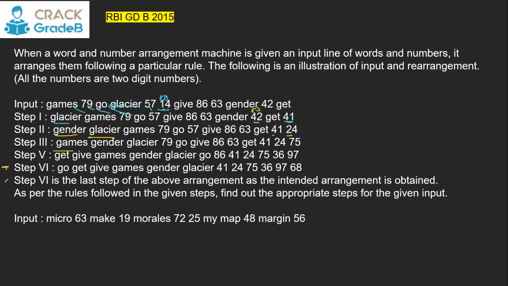The last step tells you the pattern. So the pattern is the smallest word first, then the bigger words, 4-letter word, 5-letter word, 6-letter word, and 7-letter. So basically, the glacier came in first place because that was the biggest word. So the biggest word comes, then the smaller word, then the smaller word, and so on. The last arrangement will have the words in ascending order and numbers also in ascending order, but in inverse form. I mean the interchanged number form. This was 14, 42, 57, 63, 79, and 86.